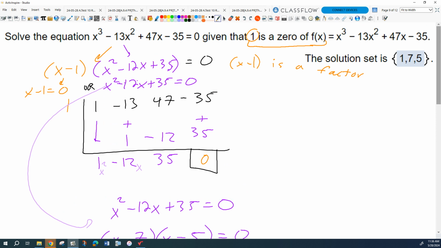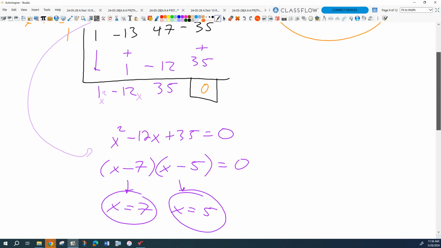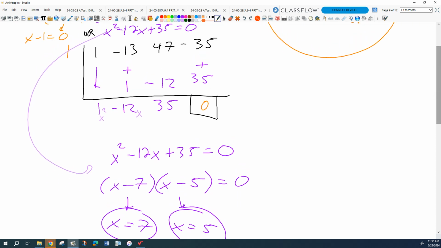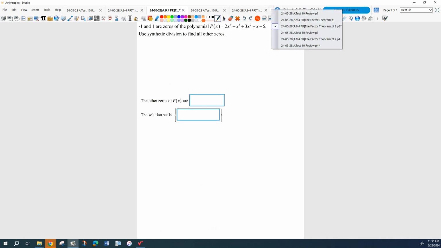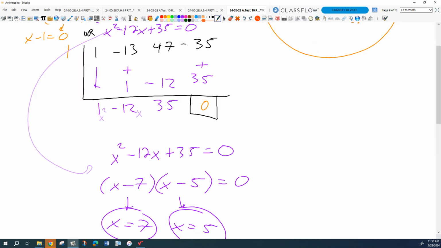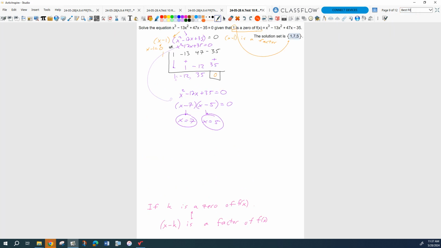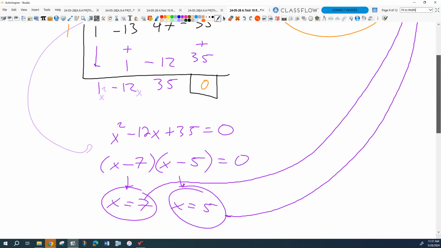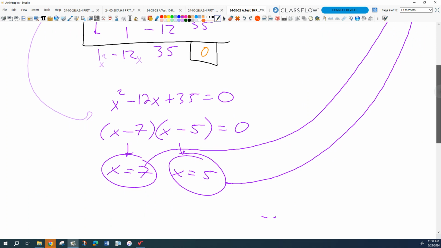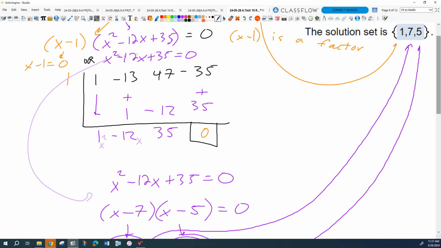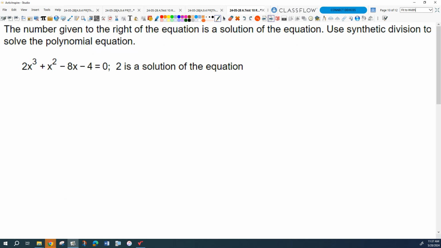And so what are all the solutions? Well, if we look at all the solutions, the 1 was given to us, right? The 7 and the 5 we had to find. So here was our 5, and there was the 7. And we got all 3 of them, right? We had to find the other 2. Make sense? Because we were given one solution, synthetic division allowed us to make things simple enough we could find the other 2. Okay, let's do another one of those.